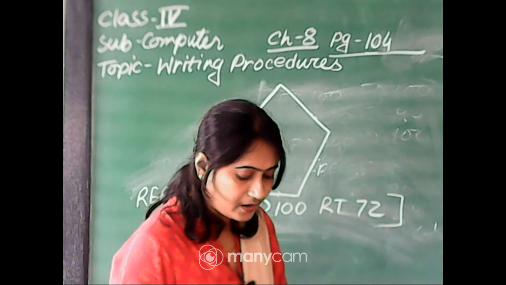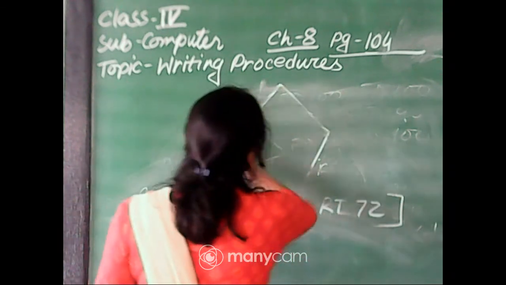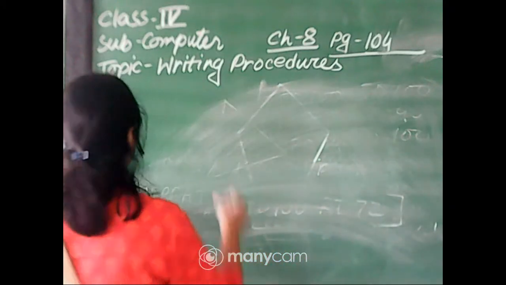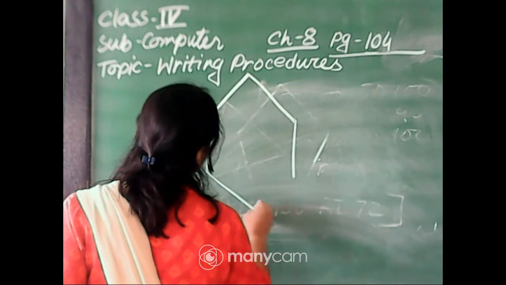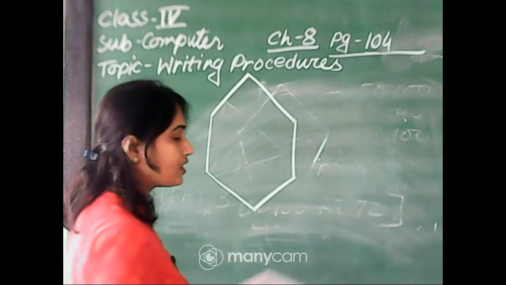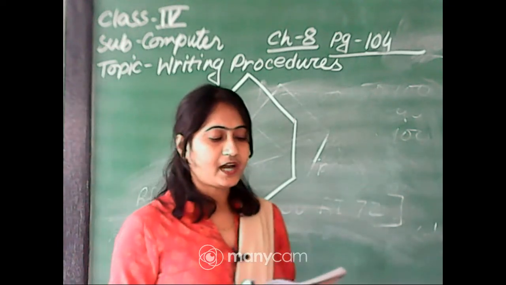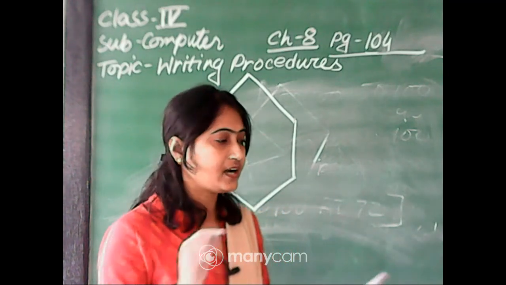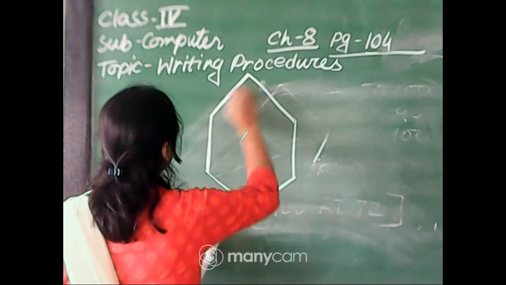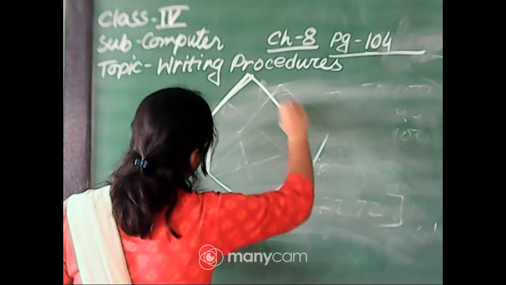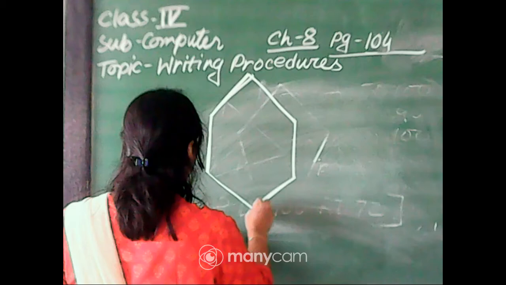Now turn over to the next page. If you want to draw a hexagon, that means 6 sides. This is the hexagon. How many sides? 1, 2, 3, 4, 5, 6. Here you use FD 100 RT 60, FD 100 RT 60, and so on, six times.